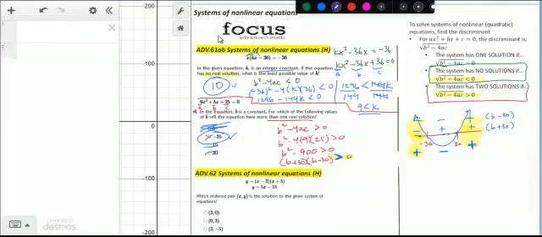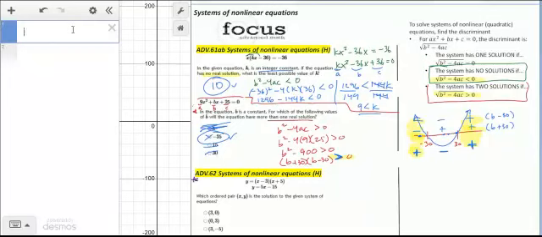The final question here on this slide has a linear and a quadratic equation for a system. When you're dealing with systems of nonlinear equations, for this one, which ordered pair is a solution, the easiest thing to do is just to type those 2 equations into your graph.